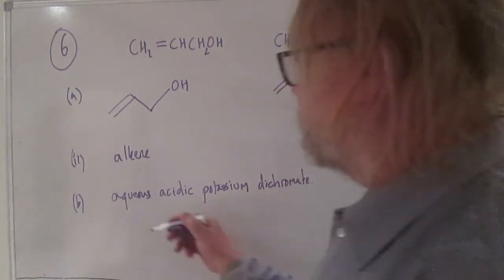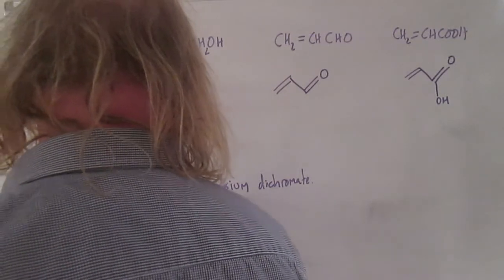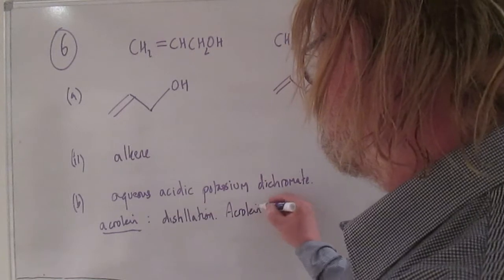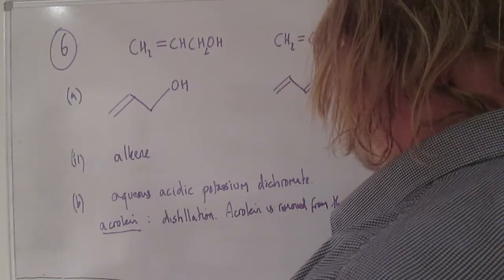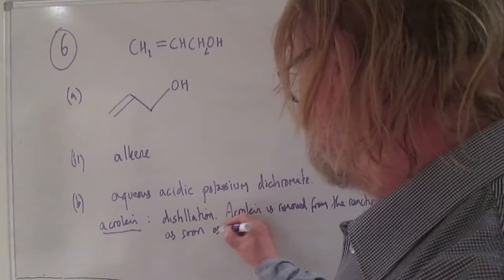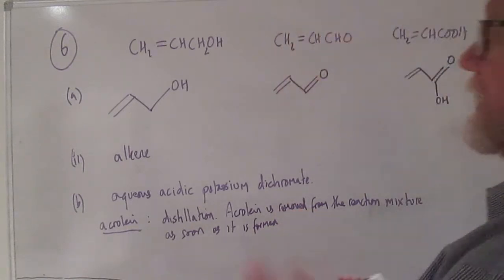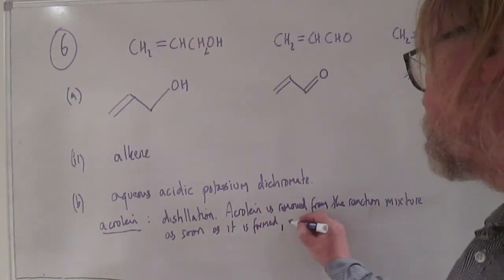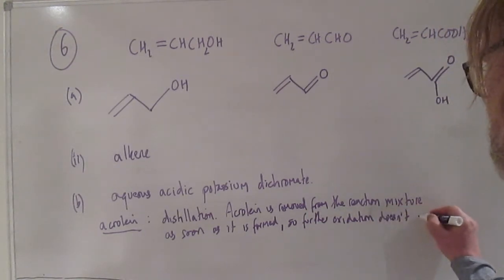So the method for making acrolein, which is this one, remember, is distillation. Is the key word. And then you just want to explain briefly how that makes sure you stop here. And the point is that the acrolein is removed from the reaction mixture as soon as it's formed. Because if you remember how the distillation works, the aldehyde boils away as soon as it's formed, and in the distillation apparatus the condenser carries it to a separate pot away from the reaction vessel, so it's removed from the oxidizing agent. So further oxidation doesn't happen. That's the principle behind that method.